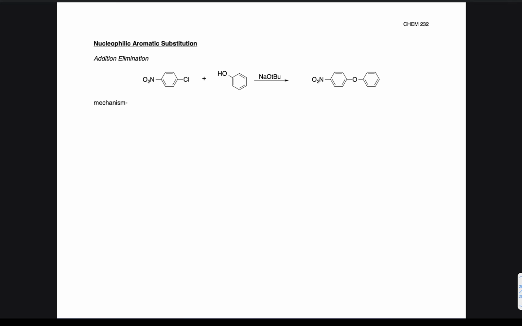So for our last video here on chapter 17, we're going to be looking at some more aromatic reactions. We're starting off here looking at the nucleophilic aromatic substitution reaction. So the NAS reaction versus the ones we've been looking at so far, those electrophilic aromatic substitutions. So this is a little different, right?